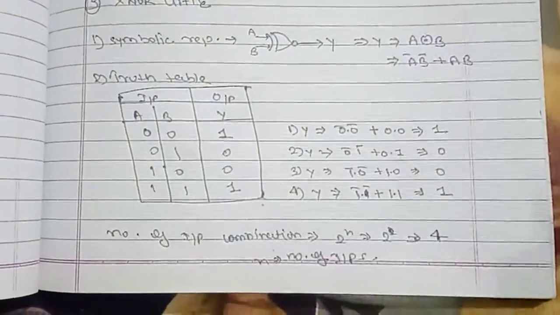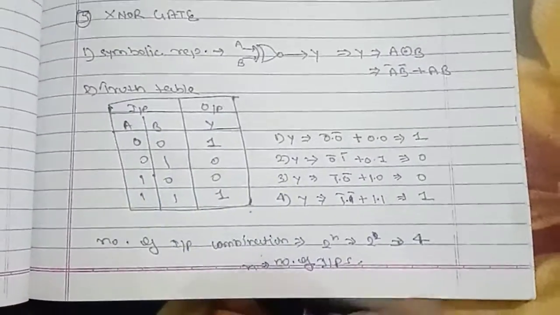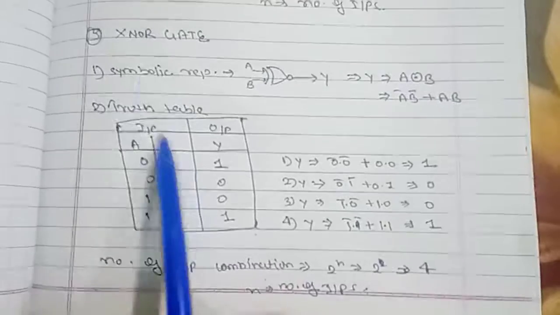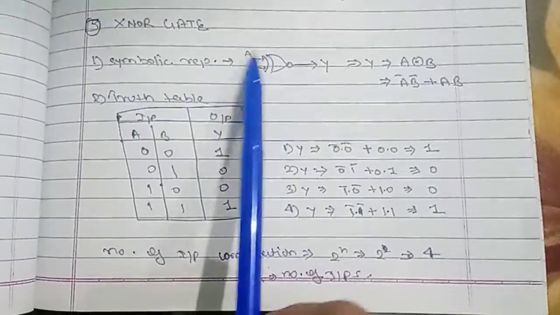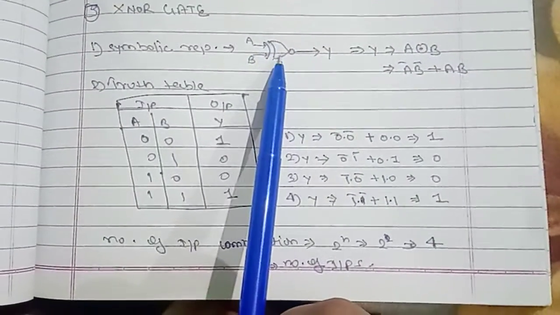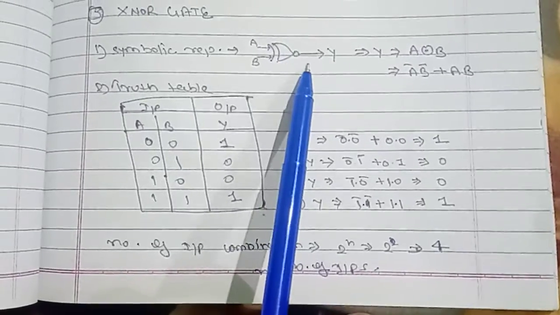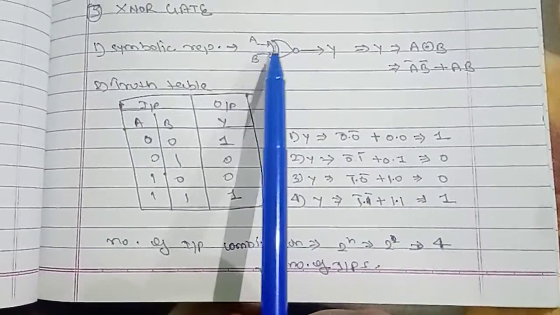All, today we will see the logic gates, XNOR gate. So this is the symbolic representation of XNOR gate, XOR gate with bubble. This is two input XNOR gate.